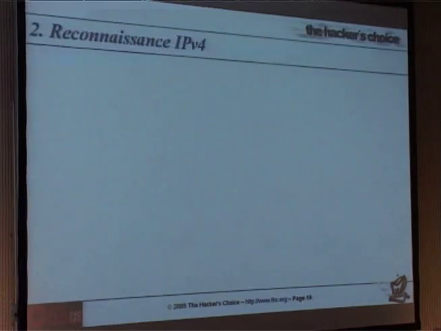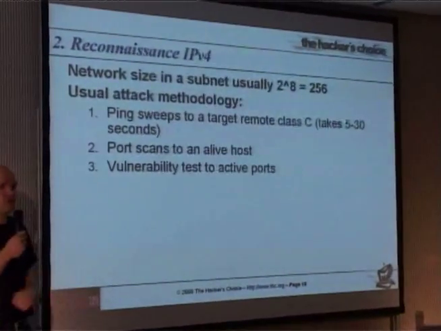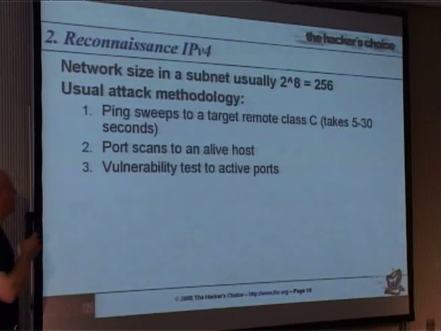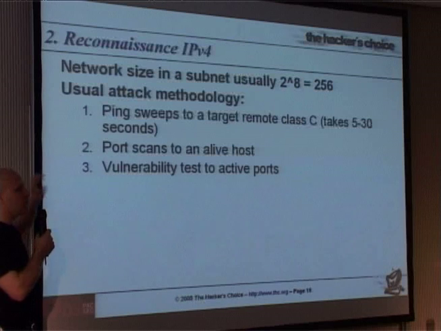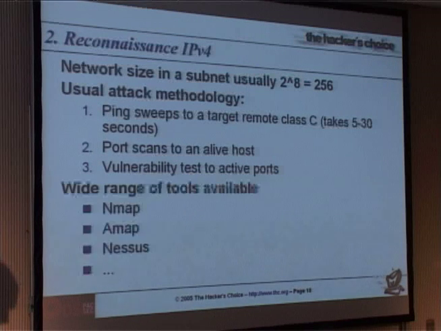But now we get already to the next stage, which is reconnaissance. Reconnaissance in IPv4 is easy. A normal subnet size is 2 to the power of 8, so 256 IP addresses. So what you do, you do a ping sweep of the target remote class C network. Takes about 5 to 30 seconds, depends on what tool you use, how far away the network is. Then you do a port scan of the live hosts, and then you look for vulnerabilities on the active services, exploit them, and, well, happy Easter.